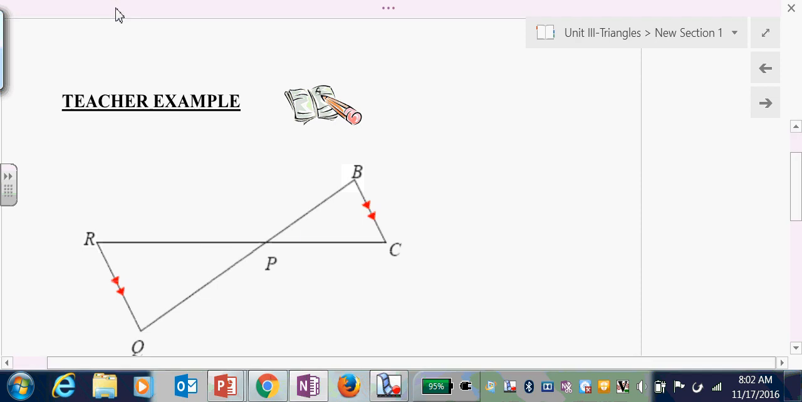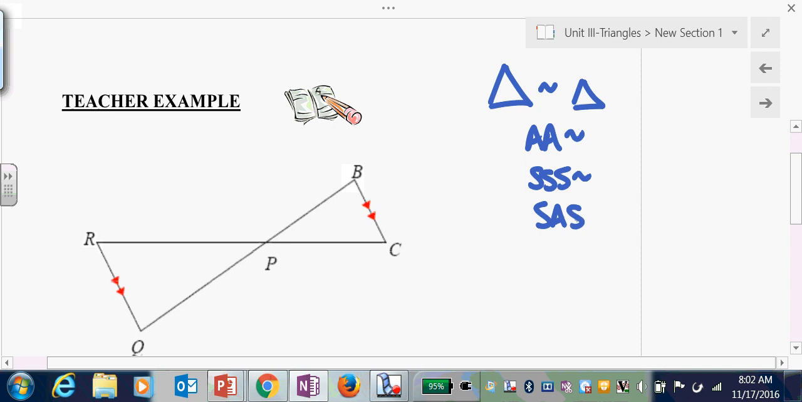So students, let's check out these shortcuts. First, let's put them in the margin, the shortcuts for similarity. Remember, similarity means same shape but different size. And there's three of them. There's angle-angle similarity, side-side-side similarity, and side-angle-side similarity. We're going to do two together here.